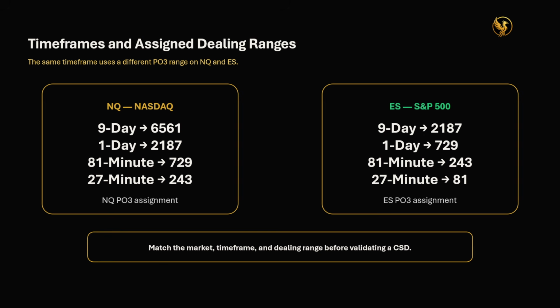After you do that, for the NASDAQ, for the 9-day, we're going to be paying attention to the 6561 power of 3 range. For those of you who are new to ICT and power of 3 dealing ranges, don't worry about it. I will explain these in the chart. But essentially, these are ranges that consist of power of 3 increments, meaning that from range low to range high, there is 6,561 points. Same thing here. From range low to range high, there's 2,187 points. So on and so forth. 729 and 243. Now go ahead and screenshot this, write this down. And one thing to make very, very clear, these time frames are constant.